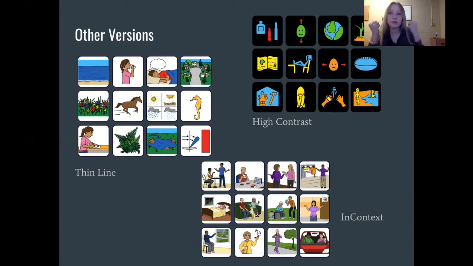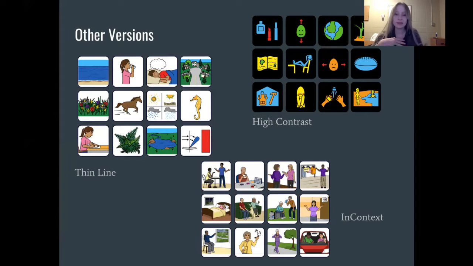It has the bright colors. It has the black background. It's super easy to see. It's minimal detail. So for people with these visual issues, it can be a really great way for them to still have access to communication.